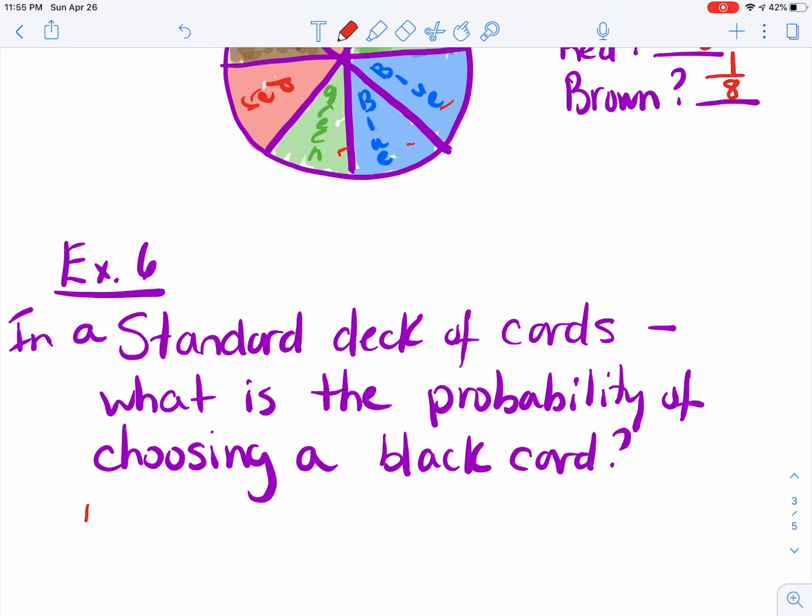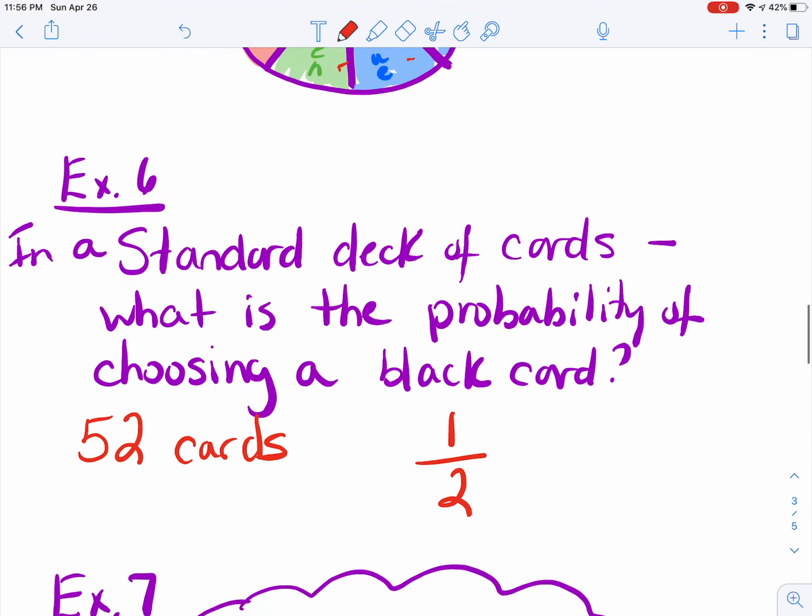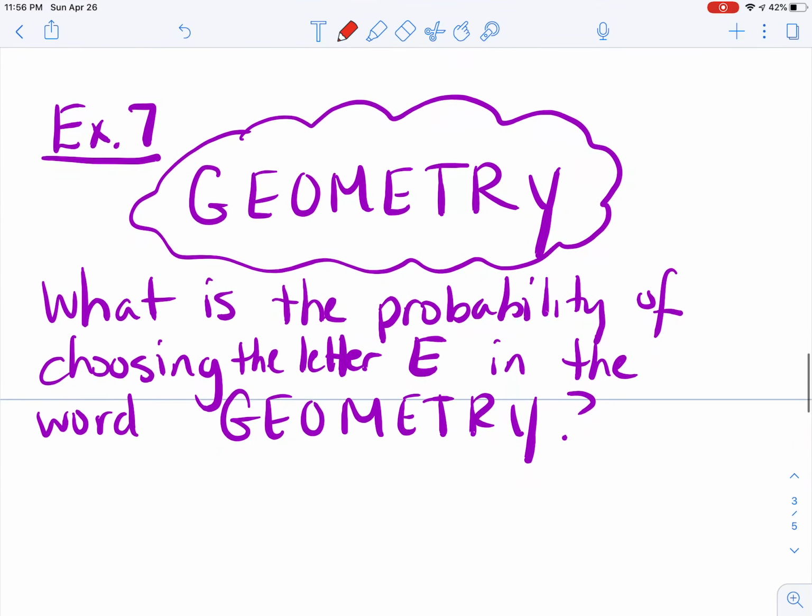In a standard deck of cards, what is the probability of choosing a black card? Now you need to know that a standard deck of cards has 52 cards. And in a standard deck of cards, you have a heart, a diamond, a spade, and a club. But half the deck is red and half the deck is black. So the probability of choosing a black card is 1/2, because half the deck is red and half the deck is black.